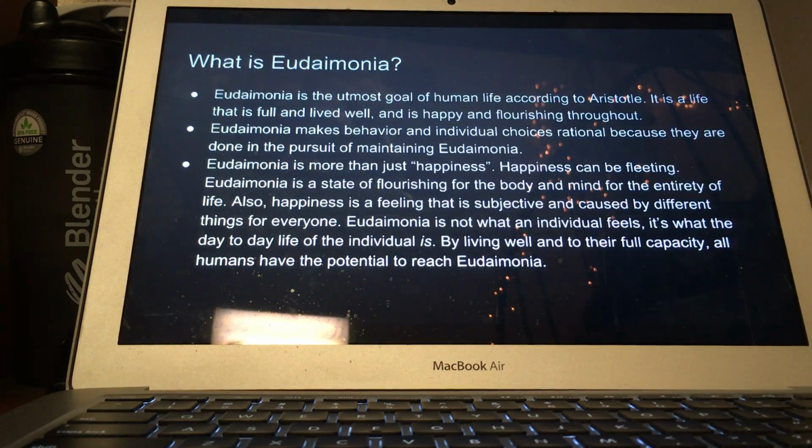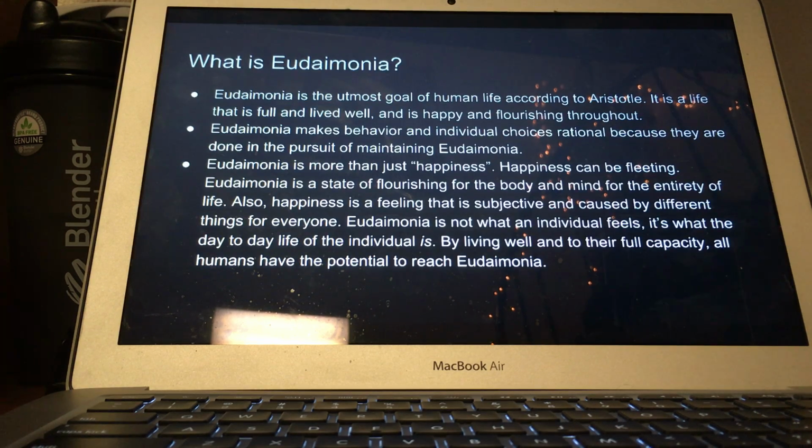What is eudaimonia? It is the utmost goal of human life, according to Aristotle. It is a life that is full and well lived and is happy and flourishing throughout. It makes behavior and individual choices rational because they are done in the pursuit of maintaining eudaimonia. It is more than just happiness. Happiness can be fleeting. Eudaimonia is a state of flourishing for the body and mind for the entirety of life.